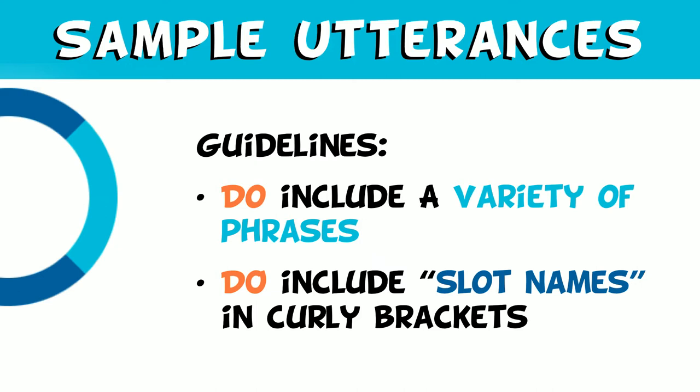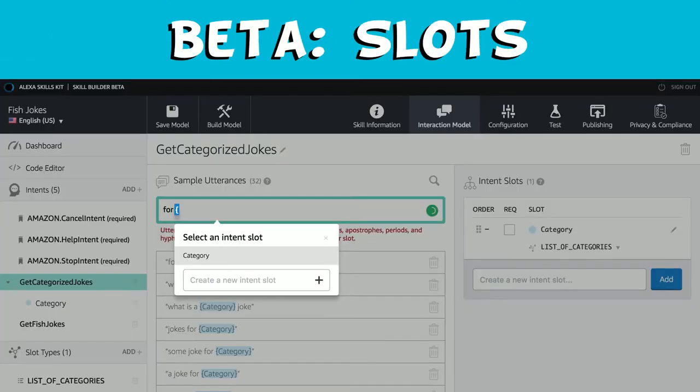Do include a wide variety of phrases, and if you want to include some dynamic terms, you can use these slots. If you want to include a slot, just open up a curly brace, and you can see here, when you type a curly brace, this little pop-up widget comes up, and you can either select an existing slot type or you can create a new one. So you can actually just stub out your slots in this part of the configuration, and then you can go back later and add more slot types.